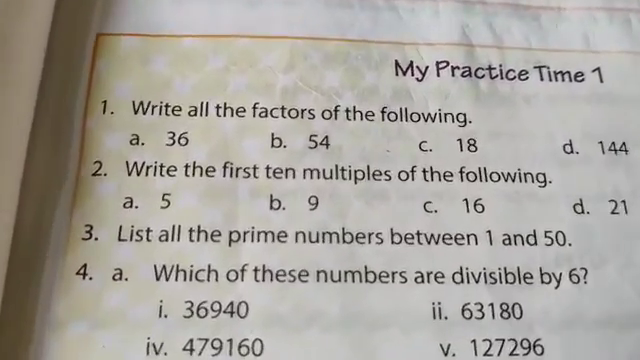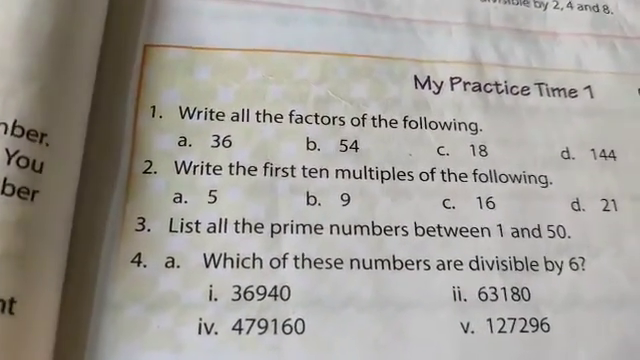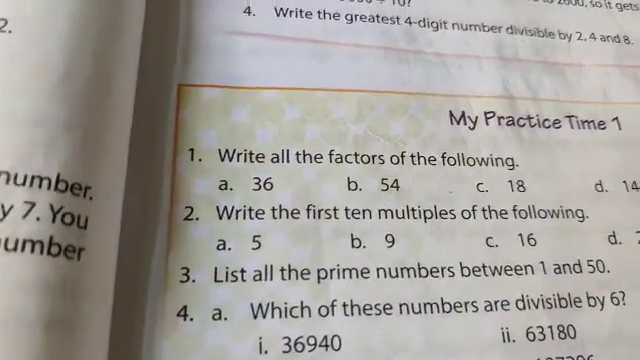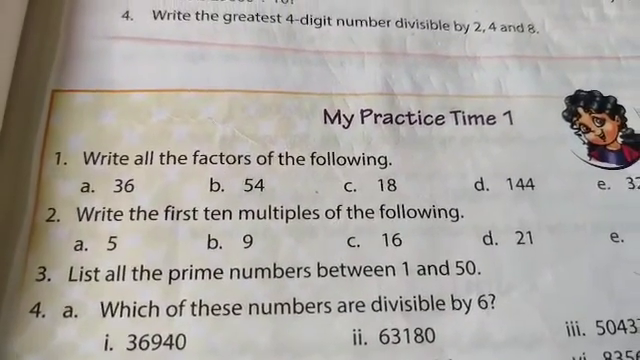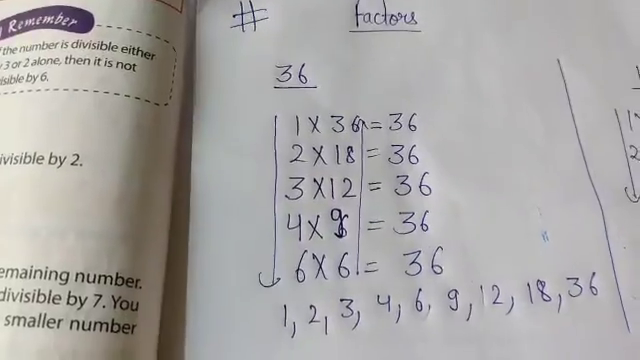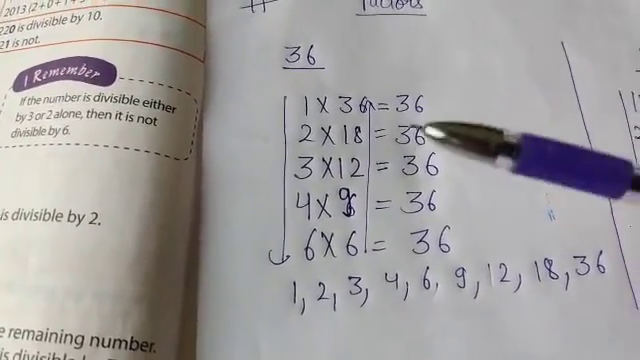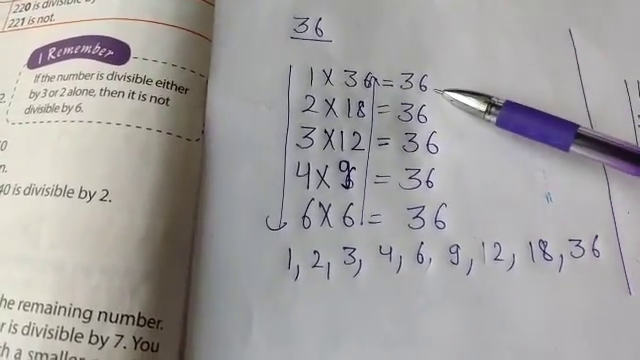Yes, now firstly moving to the factors and multiples questions. I have told you about the factors, the number which is completely divisible without leaving a remainder. So question number 1 of practice time 1 is: write the factors of the following. So here is the solution. See, we have to write the factors of 36. So starting from 1, 1 times 36, 36.